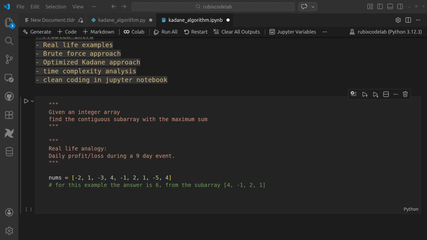Let's make this practical. Imagine you are running a food stall in a 9-day event. Each number represents the daily profit or loss. Negative numbers means bad days. It could be rain or low crowd. Positive numbers means good days, heavy footfall. Now ask yourself, which continuous stretch of days will give you the maximum profit?